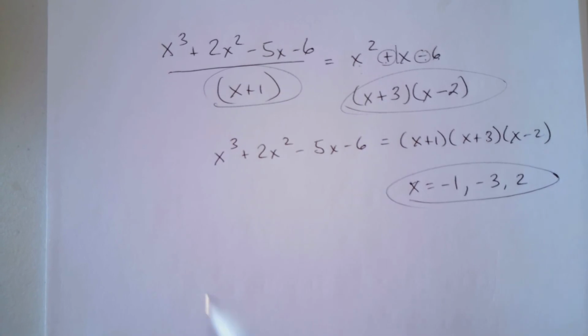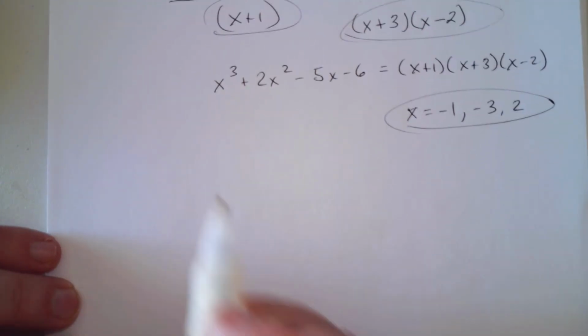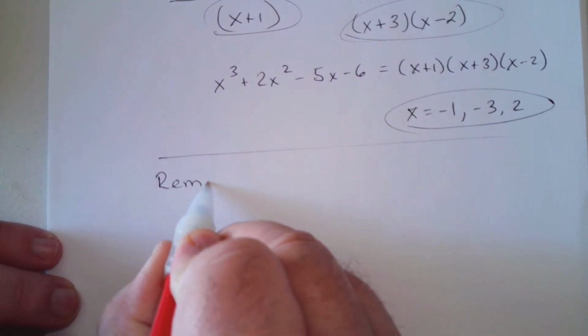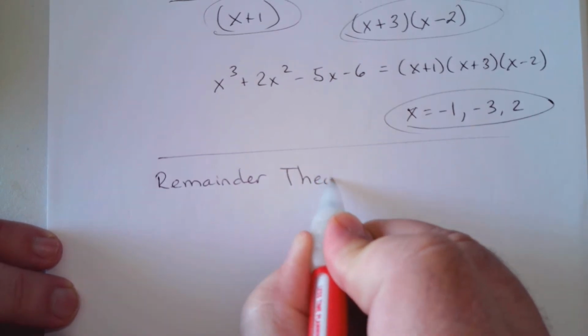Alright, so that's using long division. So we start off with x plus 1. That doesn't work, we try x minus 1. If the remainder isn't 0, we keep on going with the next one. That's what the remainder theorem is all about.